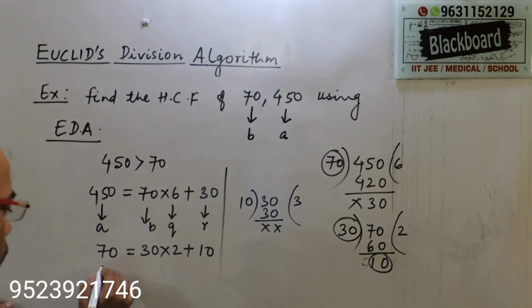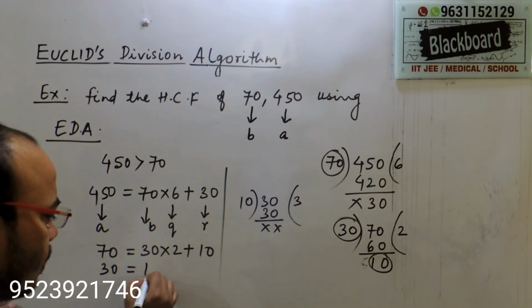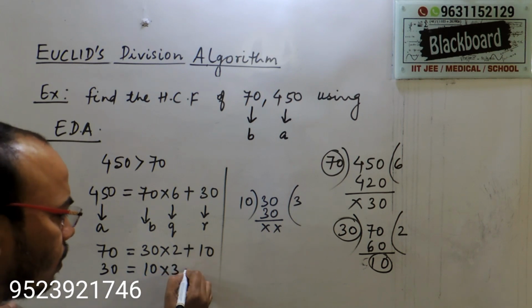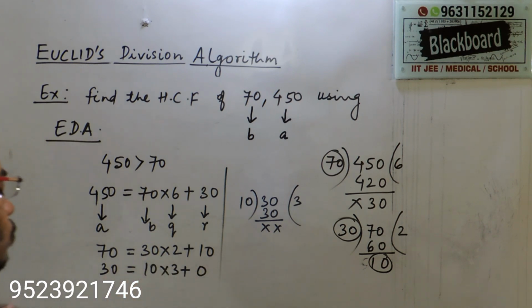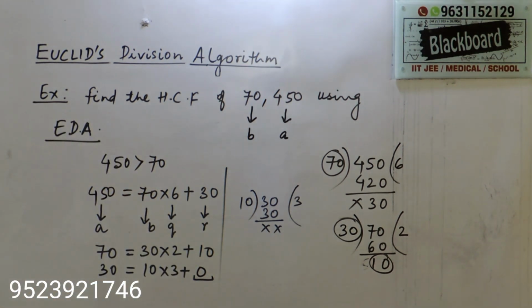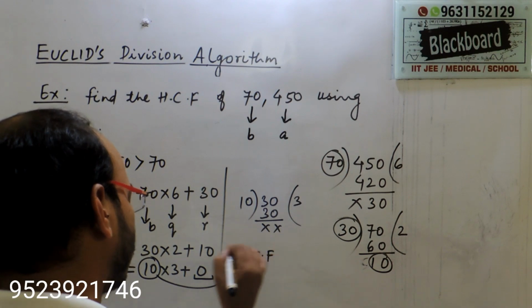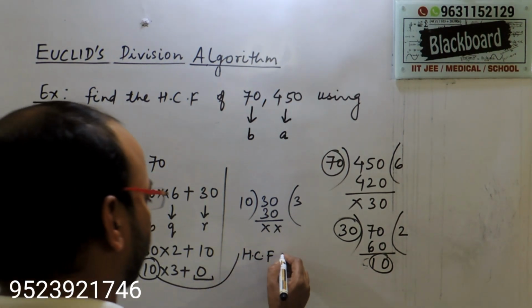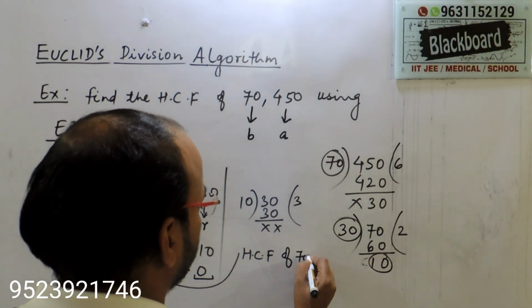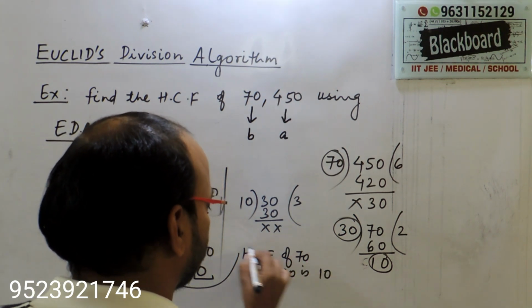इस स्टेप में आपका रिमाइंडर 0 हो गया. That means 30 is equal to 10 into 3 plus 0. In this step you get R equals 0. जब R 0 आ गया, that means this is your divisor and this 10 is the HCF. फाइनल स्टेप का जो डिविजर है, this is your HCF of 70 and 450, which is 10.